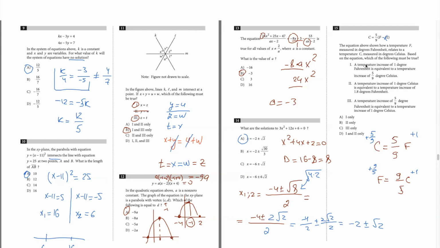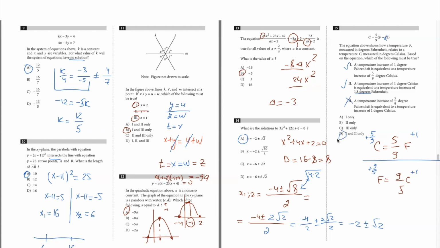So they said a temperature increase of 1 degree Fahrenheit is equivalent to a temperature increase of 5/9 degrees Celsius. You see, if I increase f by 1, C increases by 5/9. So the first one is correct. Second one, temperature increase by 1 degree Celsius. In that case, Fahrenheit increases 9/5, I mean 1.8 degrees. It's also correct. Temperature increase 5/9 degree Fahrenheit. If it increased by 5/9, they say this one increased by 1. It's not right.